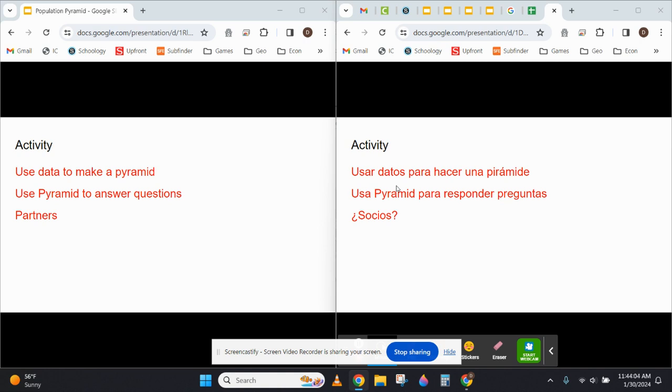Today we're going to be making population pyramids of our own. I'm going to give you data, and you're going to draw them out on a whiteboard and then answer questions either on the Pear Deck or on the whiteboard.